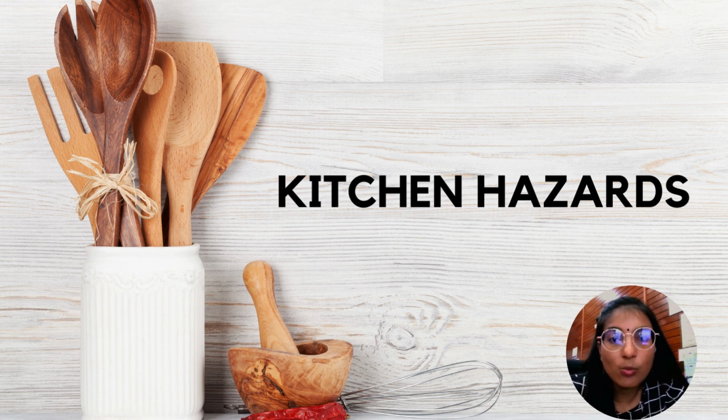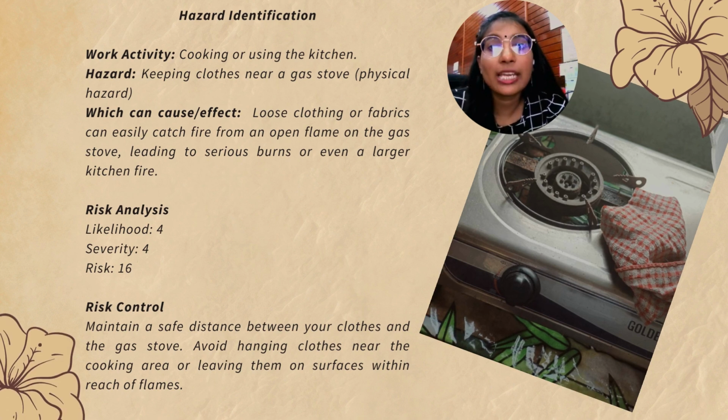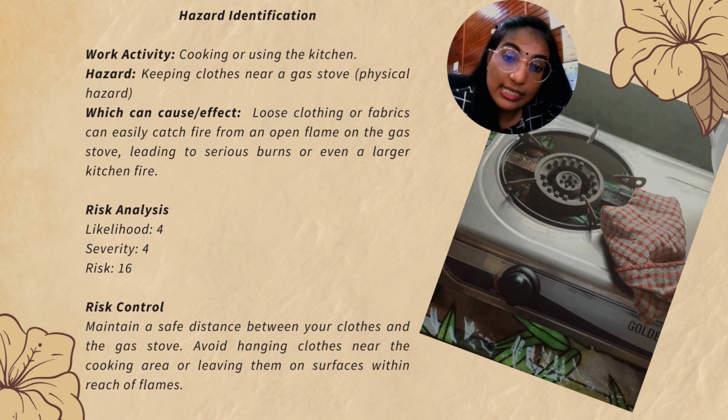Now the second home asset we are looking at is kitchen assets. The work activity at the kitchen will be cooking or using the kitchen. The asset will be keeping clothes near a gas stove. This will be a physical asset, which can cause loose clothes or fabric to easily catch fire from an open flame on the gas stove, leading to serious burns or even a larger kitchen fire. The likelihood will be 4, severity 4. The risk will be 16. To control this risk, maintain a safe distance between your clothes and the gas stove. Avoid hanging clothes near the cooking area or leaving them on surfaces within reach of flames.